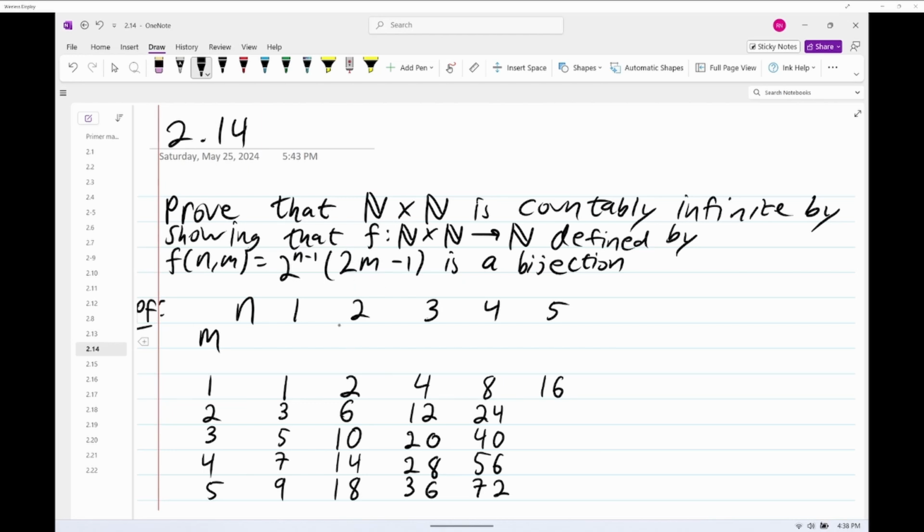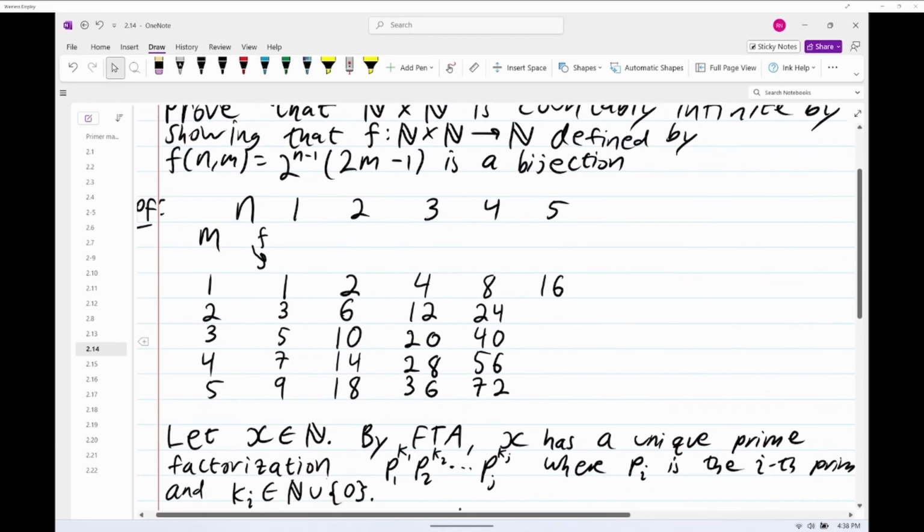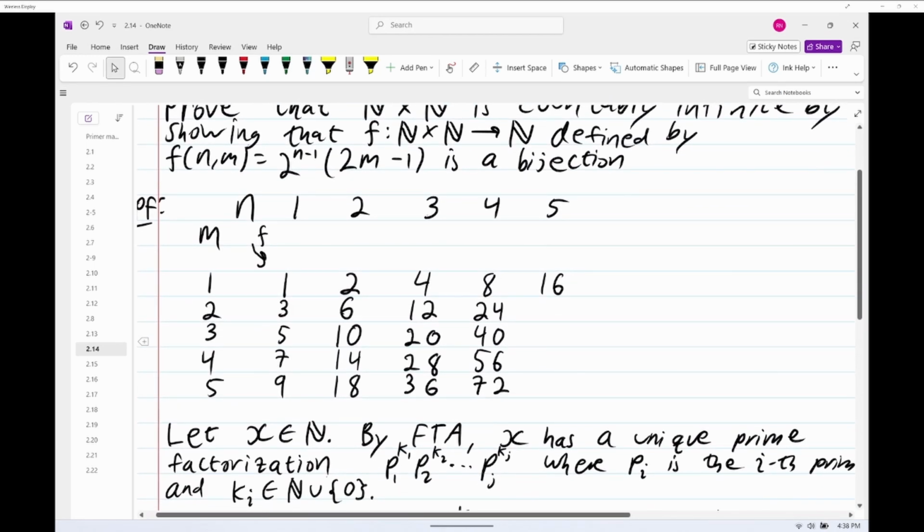So I just went ahead and made a table of n's and m's, and these are f evaluated at n comma m. Let's see how I got there. To get a handle, we need to check this is bijective, which means we need to check that it's one to one and onto.